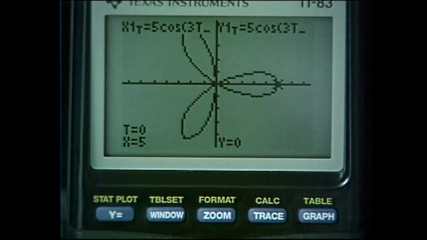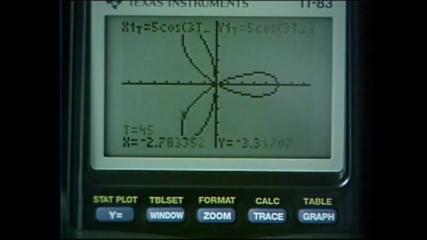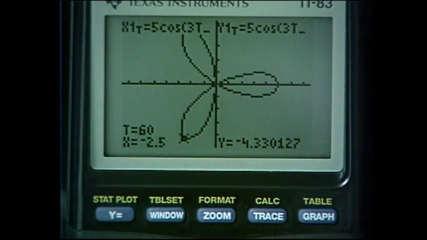And pressing trace and cursoring over to the right, we can see how our t value is changing. This is 10 degrees, 15 degrees, 20 degrees, and so on. And as I get down into this area, let's say t of 60 degrees, I have a position given by x and y. Well, we have been talking about positions in terms of polar coordinates, so we could make that change here. We could change to polar coordinates like this.